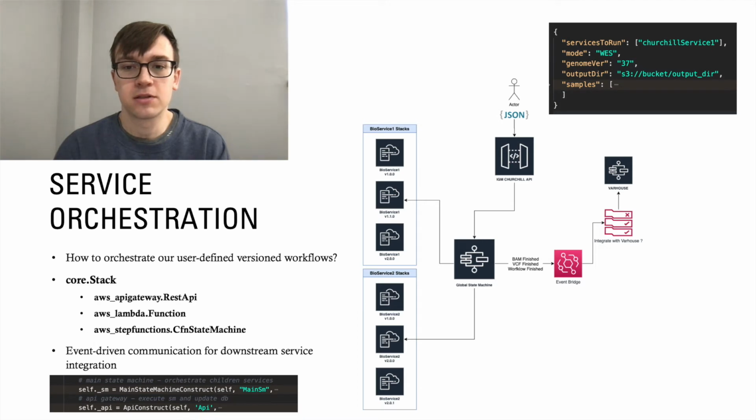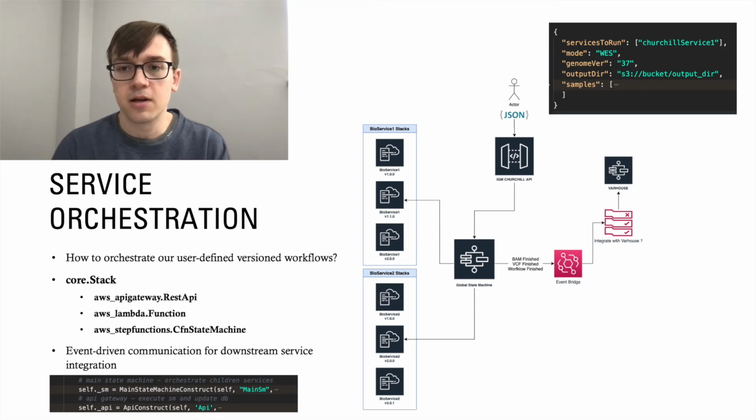I'm going to give you an overview of the higher level resources that we use to coordinate the execution of the services that Josh talked about. As an overview, we have this large application that we call Churchill, which consists of many smaller services which perform alignment, variant calling, QC, and more. In order to coordinate all these individual services and allow users to kick them off, we created a REST API. The REST API was created using the REST API construct, and users can submit JSON messages to the API in order to kick off Churchill executions.